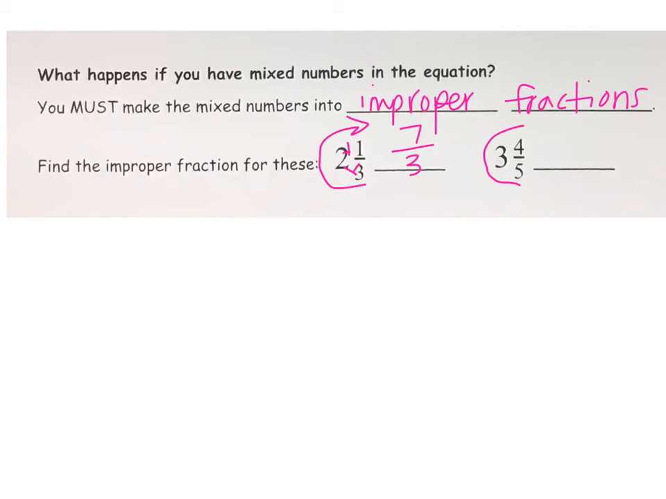And 3 4/5, I'm going to multiply around in my cartwheel and add my numerator. So 5 times 3 is 15, plus 4 is 19. Keep my denominator of 5, so 19/5.